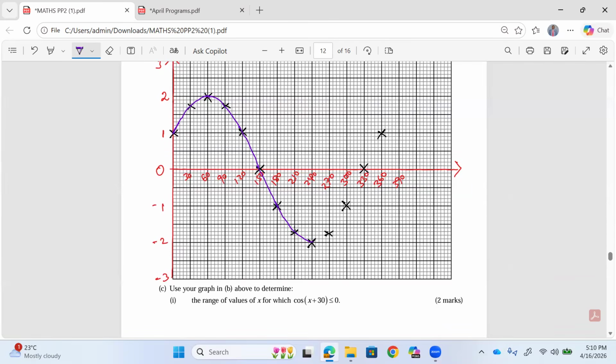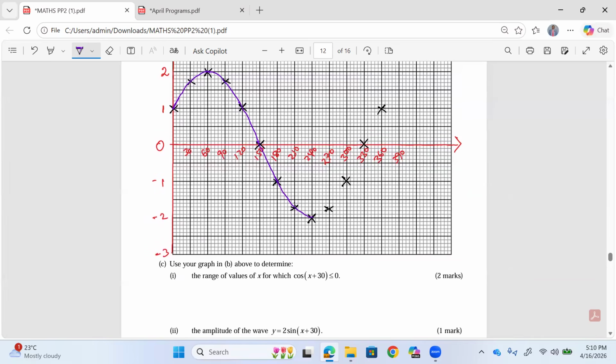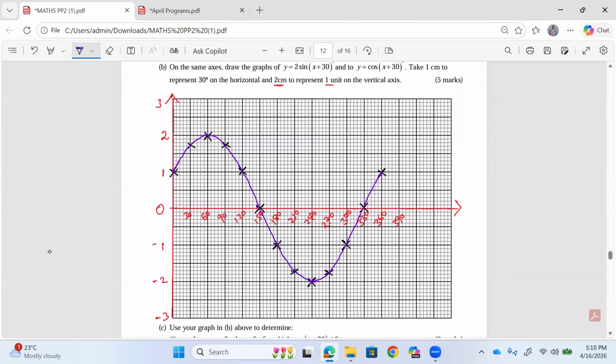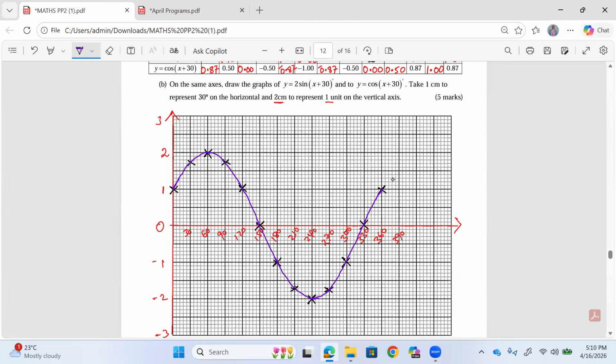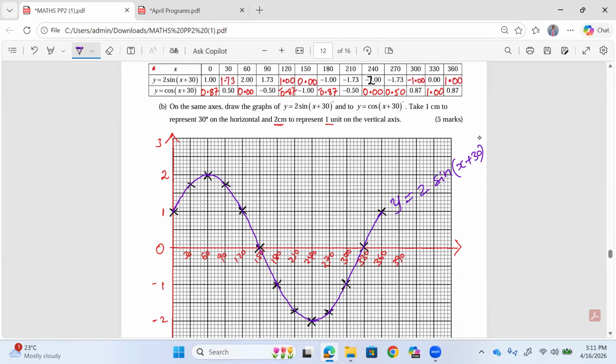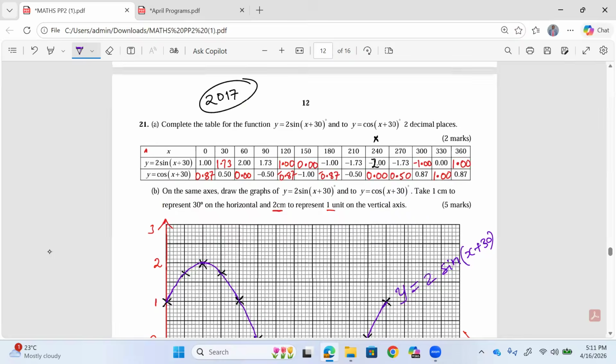Remember, I'm using my freehand. This is the same thing I expect you to do on your paper. This is curve y equals 2 sine of x plus 30, 2 multiplied by the sine of x plus 30.